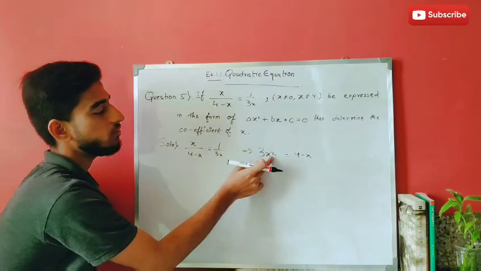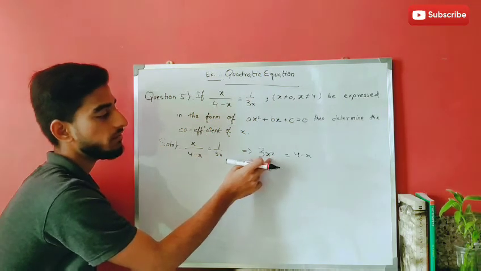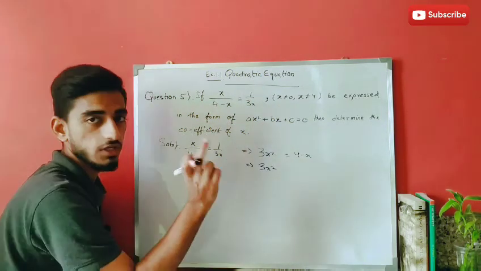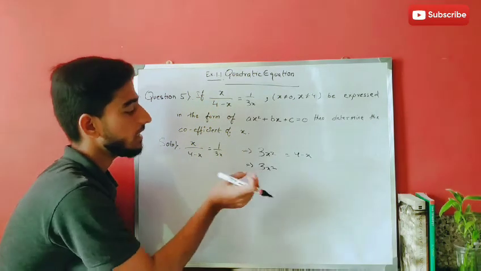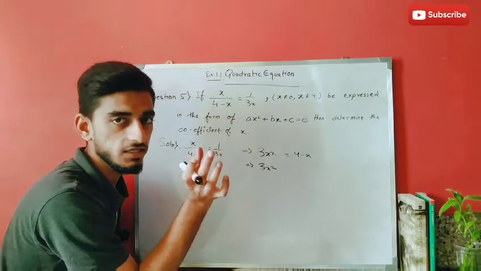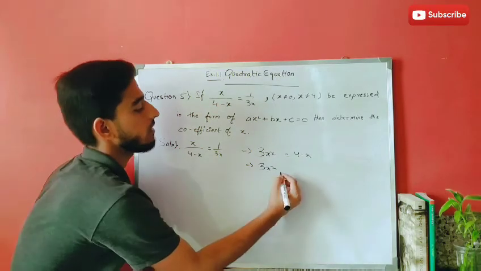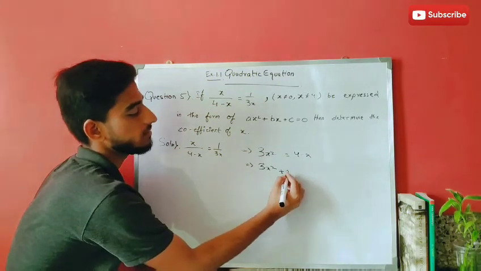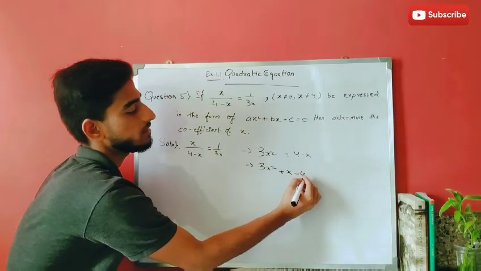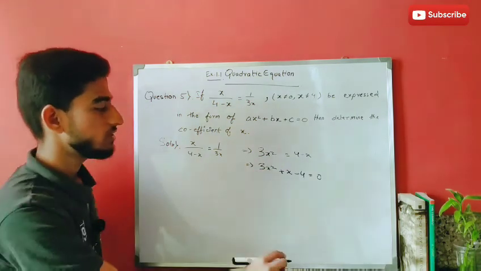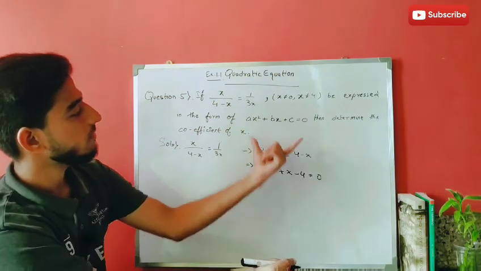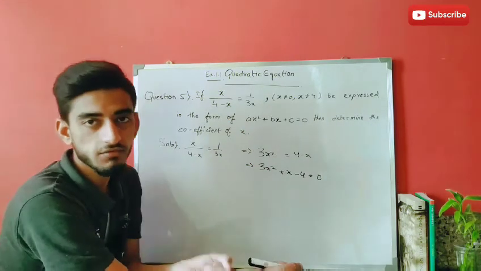See, the highest power of x is 2, so where the power 2 is, we will take everything there, because we need to take x square as positive. Generally it is not compulsory. So x will become plus and 4 will become minus, and here we are left with 0. So we have taken it in standard form.